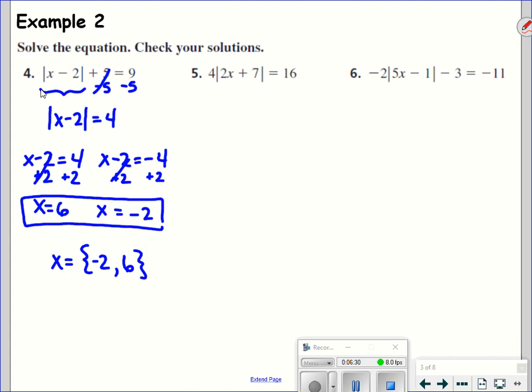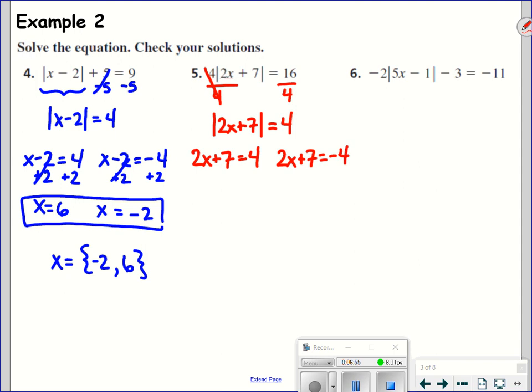All right, problem number 5. Here, to isolate the absolute value, I'm going to divide both sides by 4 first. I cannot make the call whether or not it's no solutions until I divide that 4 out. All right, so 2x plus 7, that absolute value equals positive 4. Okay, that's good. We can split that up into our two cases. Stuff inside could be positive 4, stuff inside could be negative 4.